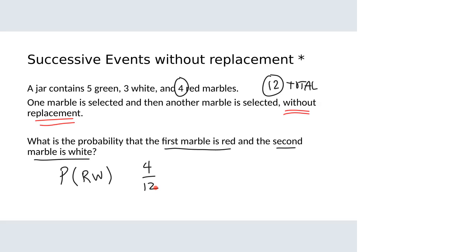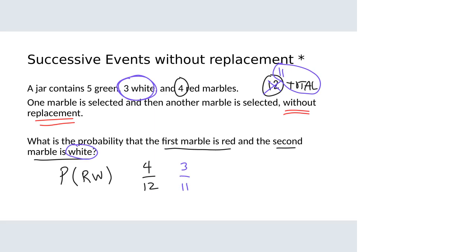All right, here's where this without replacement comes in. So I reach in and I pull it out, and I got a red one. I am not going to put that red one back in. So now instead of having 12 total marbles in the jar, now I only have 11. The probability of getting white on this second draw, well, there's still 3 white marbles in the jar, but there's only 11 total now. So the probability of getting a white one there is 3 out of 11.